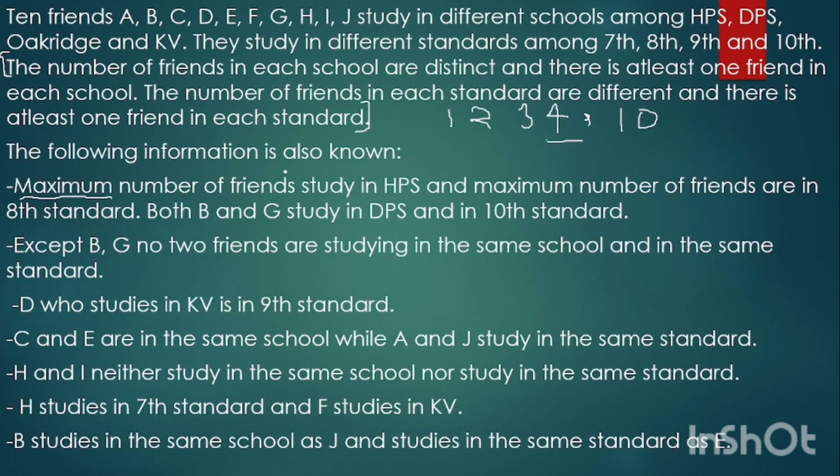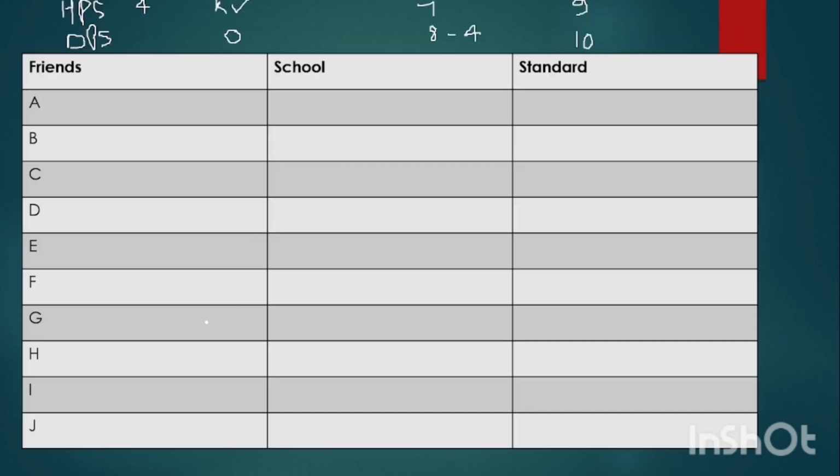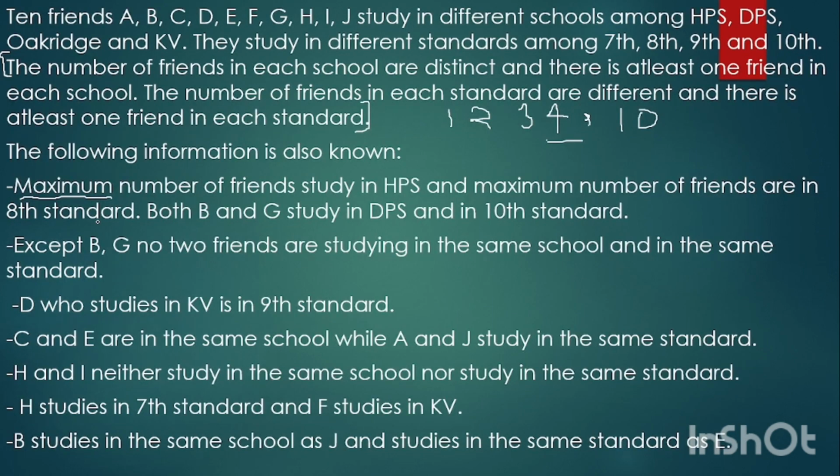Okay. Both B and G study in DPS and are in 10th standard. So see, B and G are studying in DPS. I'll write here DPS, also for G, I will write DPS. And they both are studying in class 10th. So here I'll write 10. Too good. Then I am done with this first information.